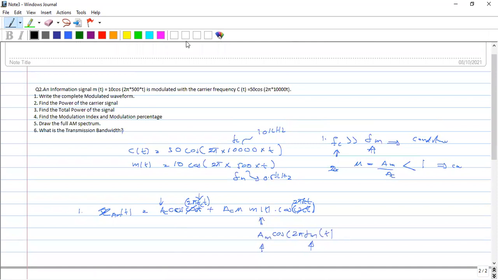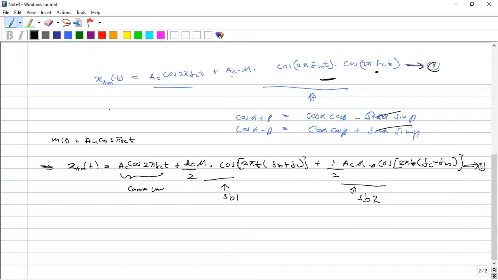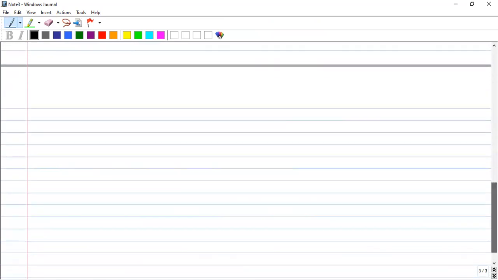Okay, so we will go to the next question. We have done this, so we will go to the next section: find the power of the carrier signal. So you have to find the power. Again we have to go to our signals and systems tutorial. We have to remember some stuff we learned in the signals and systems subject, that is the power of a signal.